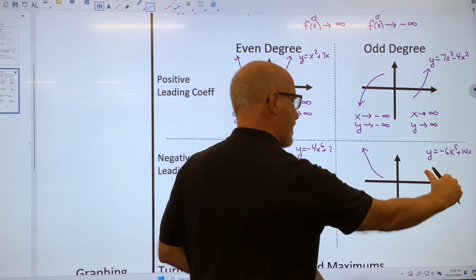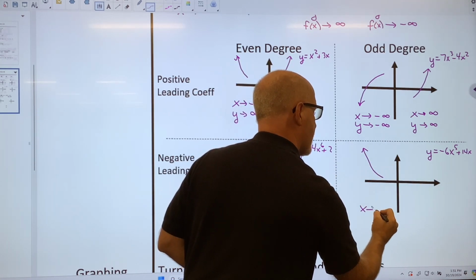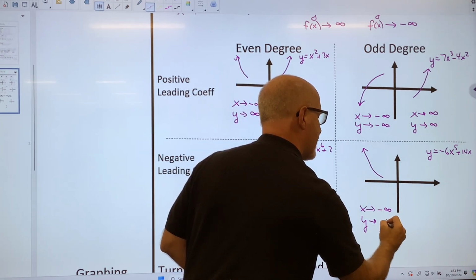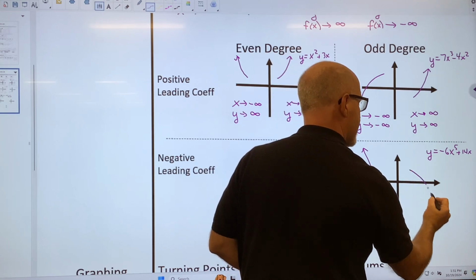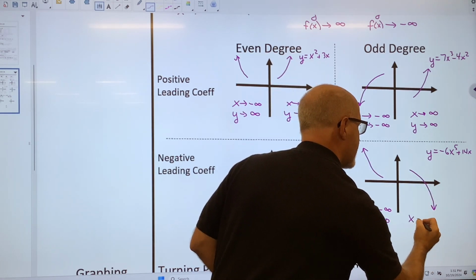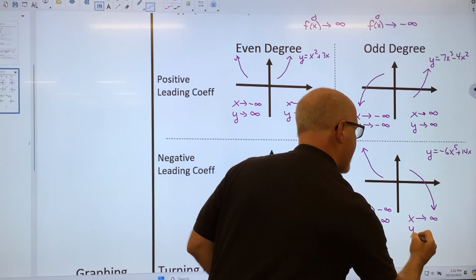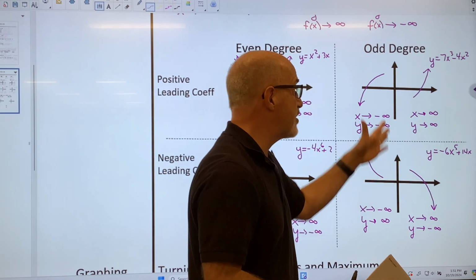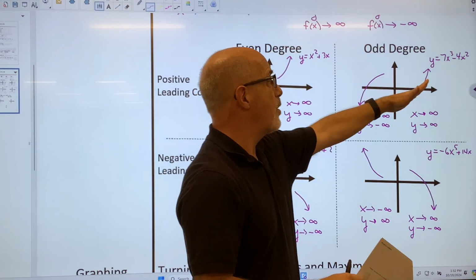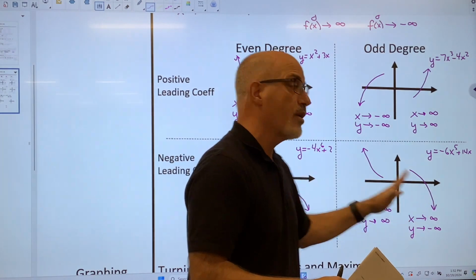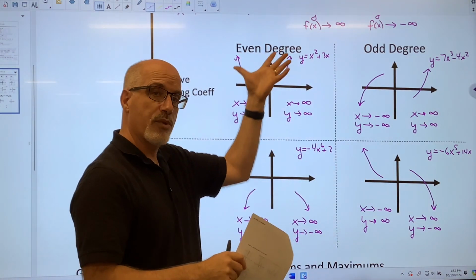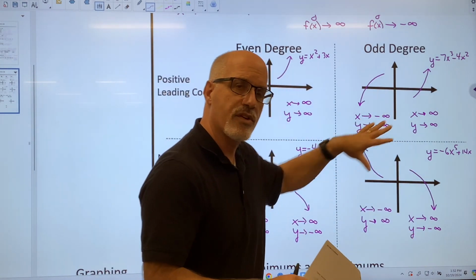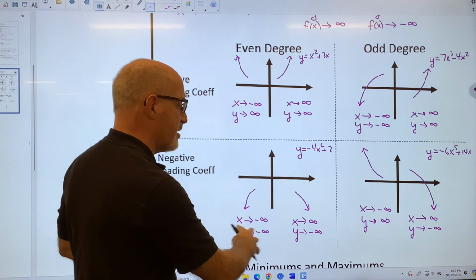So as we go off to the left side, as x goes to negative infinity, the graph is going to go up. Y goes to infinity. As we go to the right, so as x goes to infinity, the y value is going to go to negative infinity instead. So we've got the contrast here with the odd. One goes up, one goes down. Whereas with the even degrees, they either both go up or they both go down. This is how we're going to label the end behavior and talk about what's happening using this notation here.